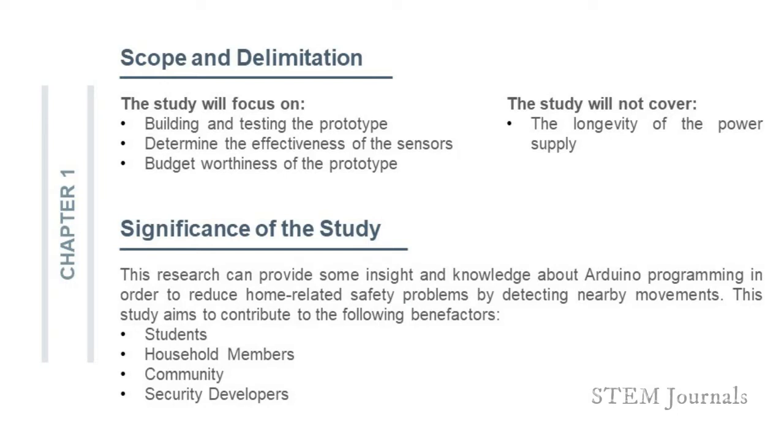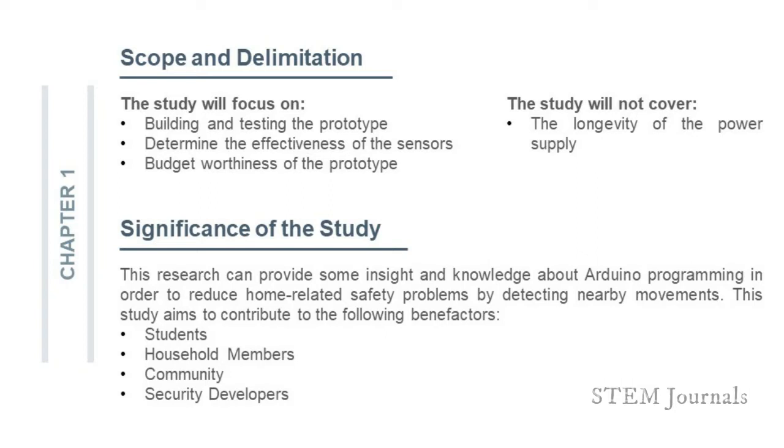So first is the students, the grade 11 students, the ones succeeding us. They can use this prototype, or this research, as a guide and as a basis for their own research. Next is household members. They can use this for their security, for extra security and extra peace of mind, knowing that they have extra security that they can place in their home.